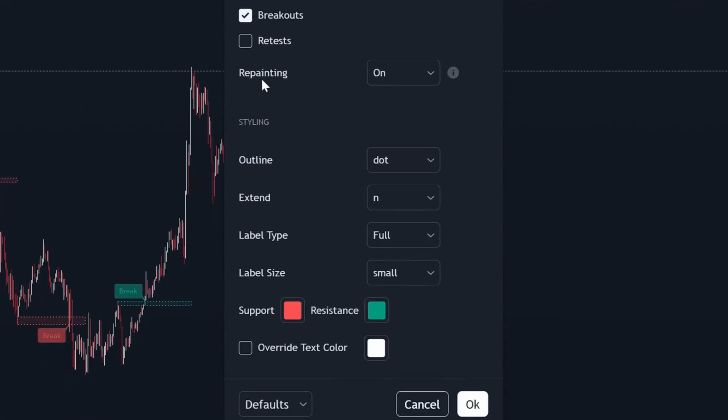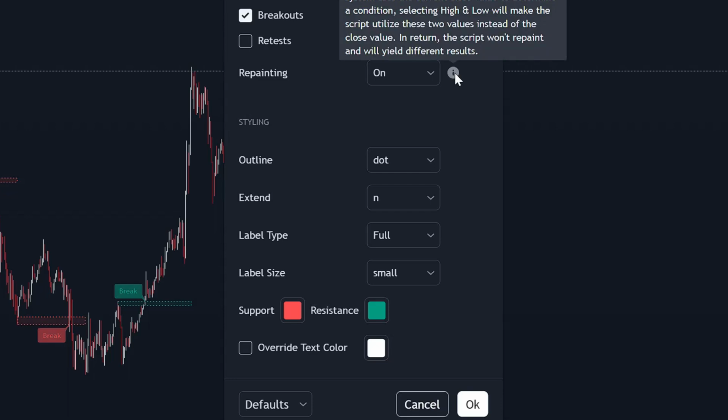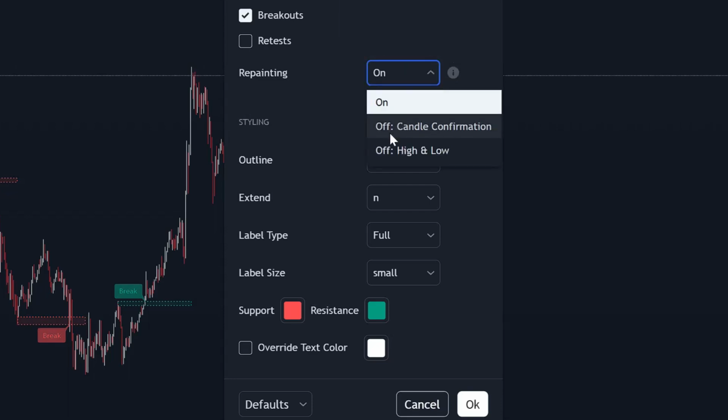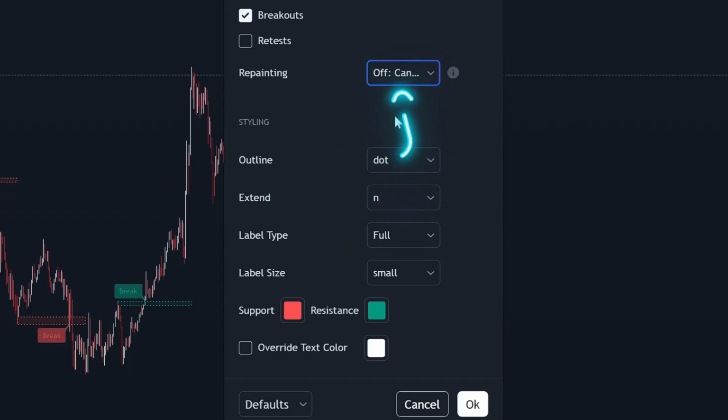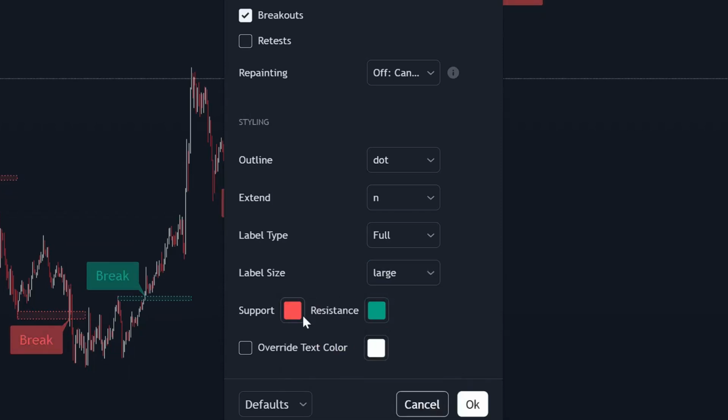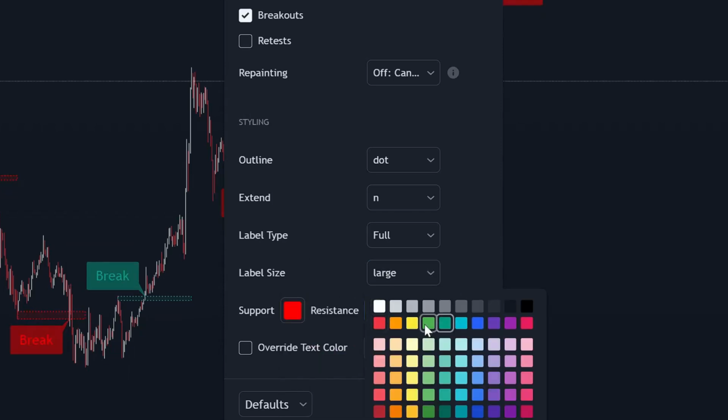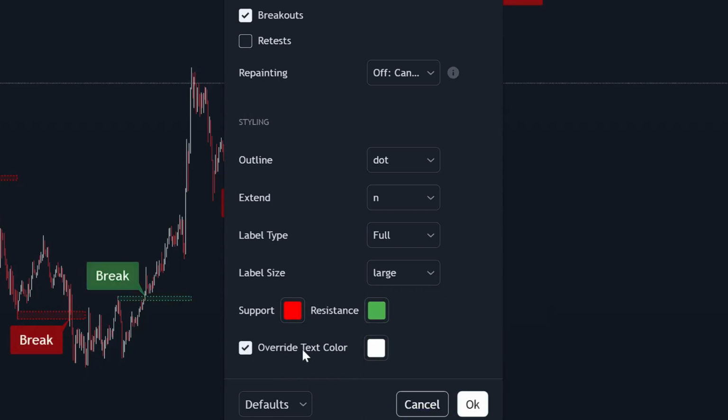Now, the most important step is to disable the repainting option by choosing candle confirmation. After that, we'll enable the override option. You can also change the break signal font to make it more noticeable. These settings will make the indicator work and signal much better.